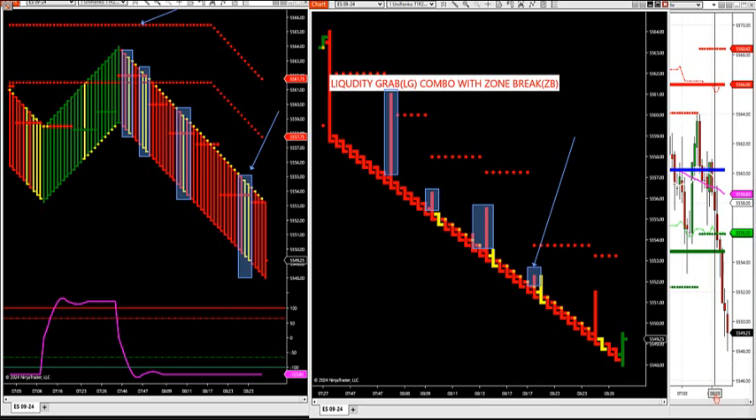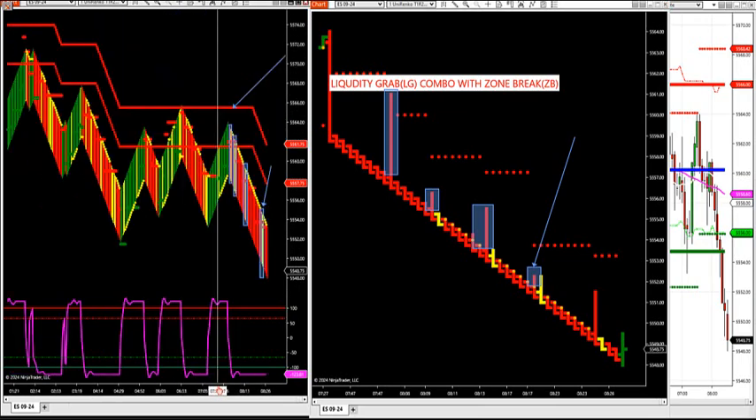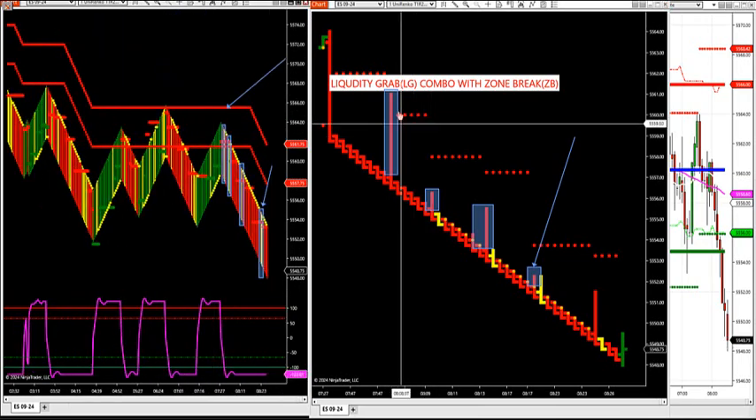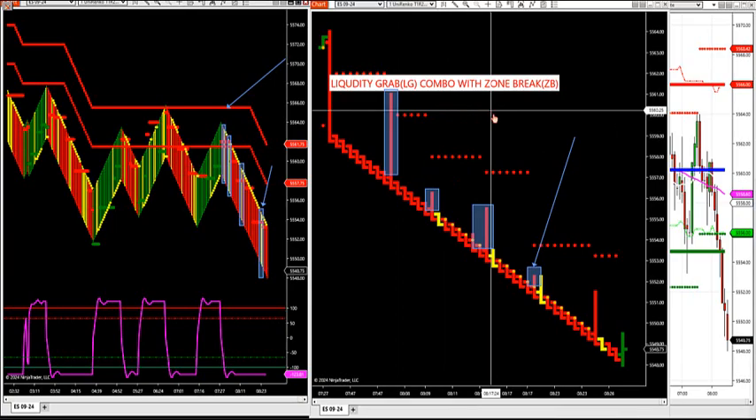Now, market profile, we're in a downtrend right now. So we're going into the news in a downtrend. So we'll look for zone shorts only as of right now. We'll continue that with the liquidity grab and zone break combo.